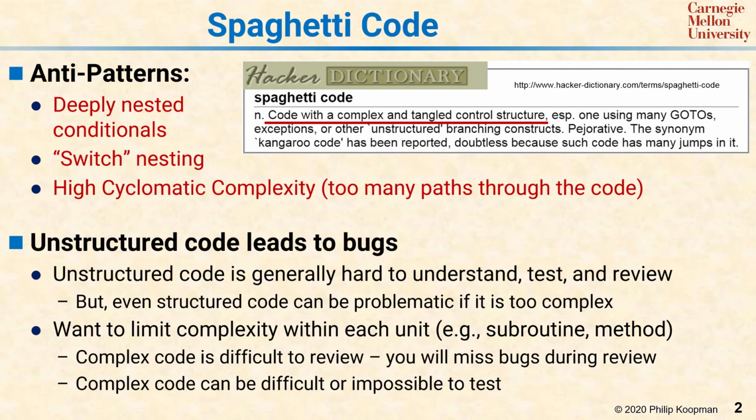First, complex code is difficult to review. If your code is too complex, you'll miss defects when performing peer reviews. The human mind of a peer reviewer can handle only so much complexity before it compromises your ability to find bugs. The second motivation to reduce complexity is that complex code can be difficult or impossible to test. If you have extremely complex code, there may be no practical way to reach each line of code with a set of unit tests, leaving untested code.